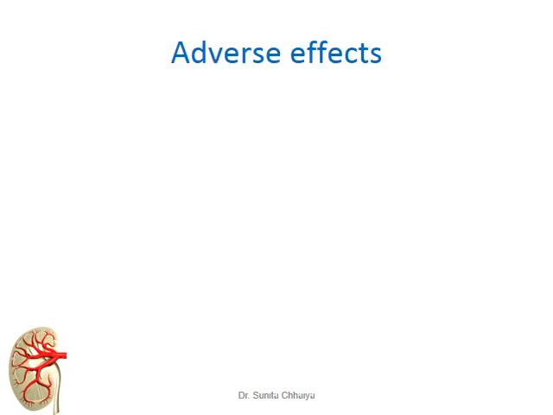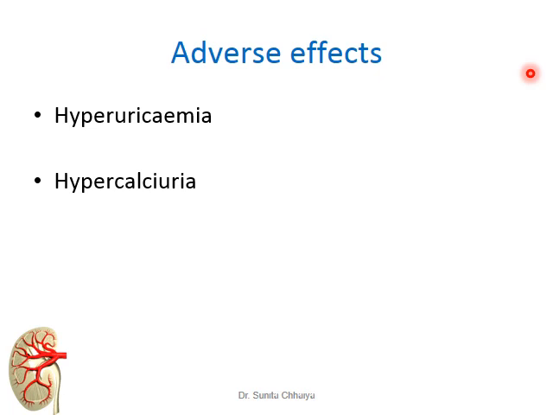Adverse drug effects: they can produce hyperuricemia because of competition between uric acid and furosemide. So the uric acid level is increased, and that produces hyperuricemia. They can also produce hypercalciuria. Urine becomes rich in calcium ions, so they produce hypercalciuria. They also produce hyperglycemia. So all these effects are the hyper effects.